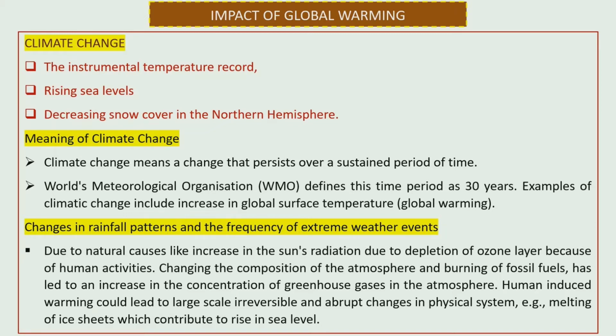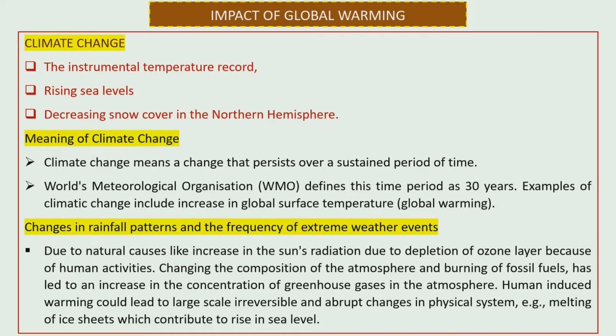Example, the increase in the sun's radiation due to depletion of the ozone layer because of human activities. When the ozone is depleted and becomes thinner, more of the sun's radiation falls on the surface of the earth. Due to that, there will be an increase in temperature.